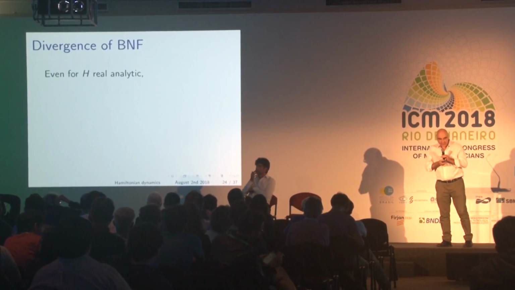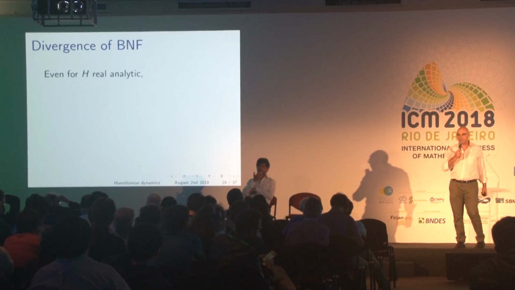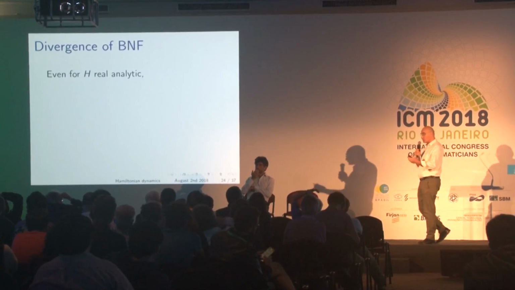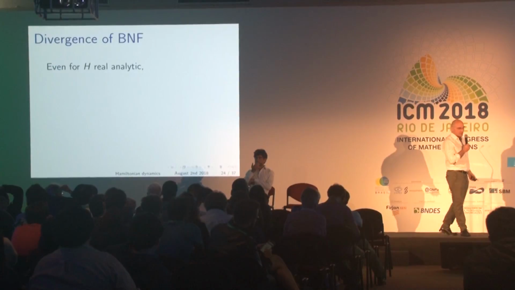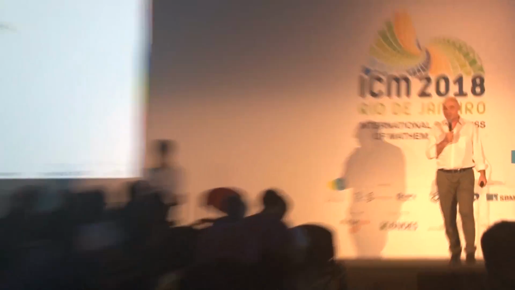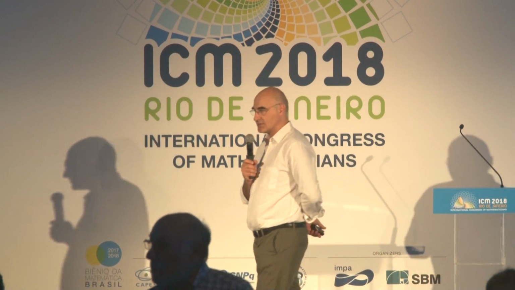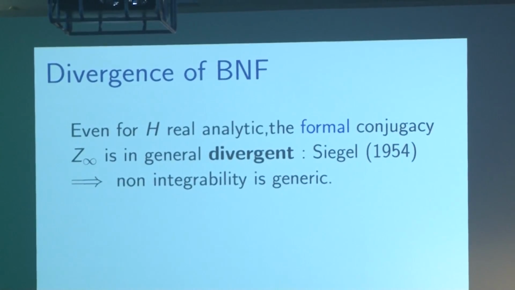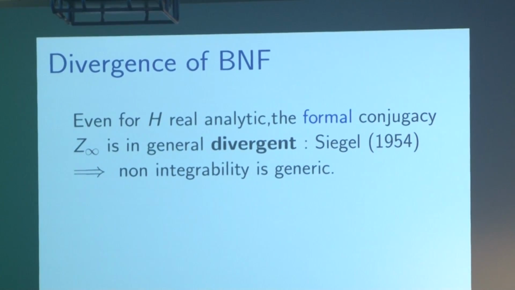Okay, so now the problem we want to consider is the problem of the convergence of this Birkhoff form. So I recall, let's take H a real analytic Hamiltonian. For this H, we have a formal conjugacy to an integrable form. It is known since Siegel that this formal conjugacy in general is divergent. This was proved by Siegel in '54, which in particular implies that non-integrability is generic in some sense.